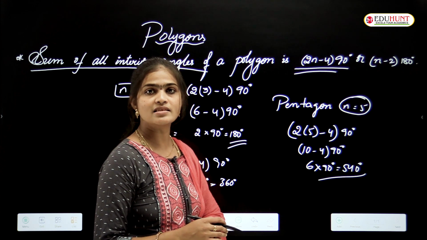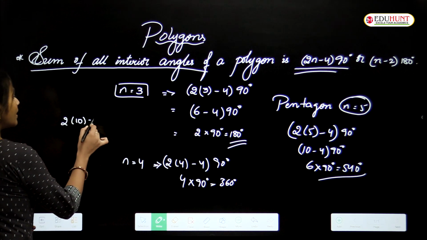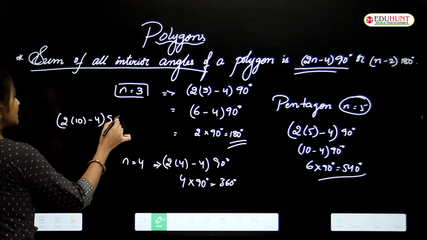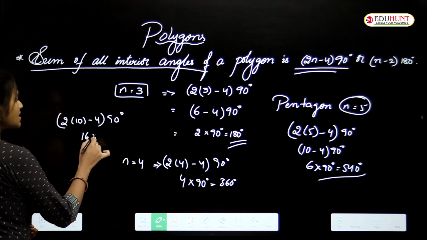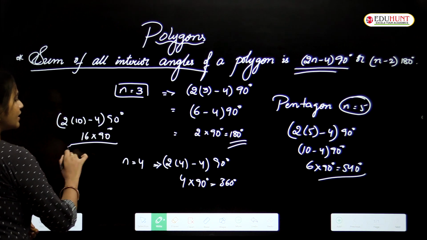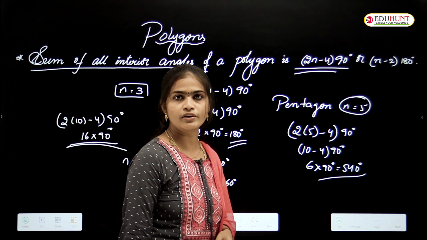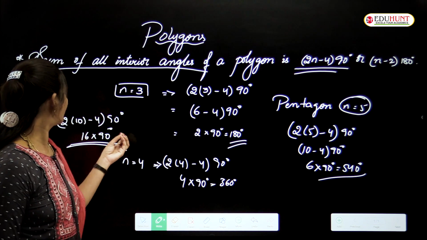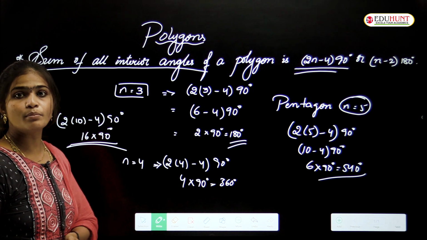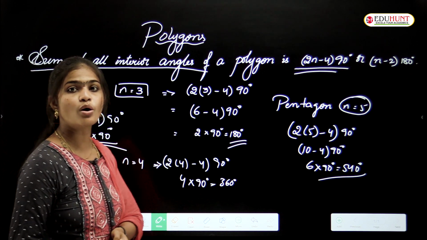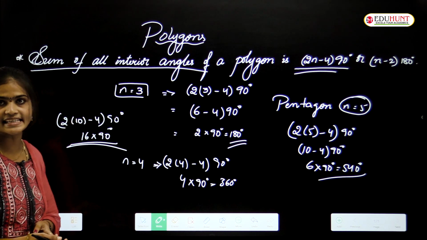If the figure is a 10-sided figure, then 2 into 10 minus 4 into 90 degrees. So 2 into 10 is 20, 20 minus 4 is 16, so 16 into 90 degrees. So we will get the answer. 16 nines are 144, and a 0, so 1440 degrees. The sum of all interior angles of a decagon is 1440 degrees.